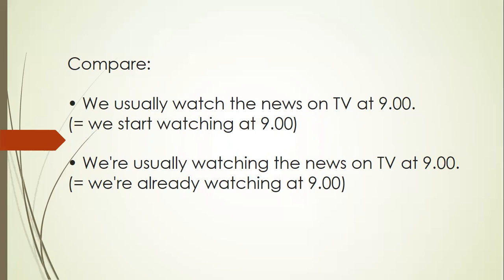We usually watch the news on TV at 9. We are usually watching the news on TV at 9. What is the difference between these two sentences? If we use present simple and say we usually watch the news on TV at 9, it means we start watching at 9. If we use present continuous and say we are usually watching the news on TV at 9, it means we are already watching it at 9.